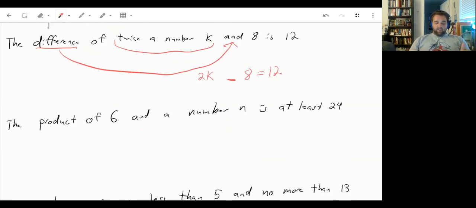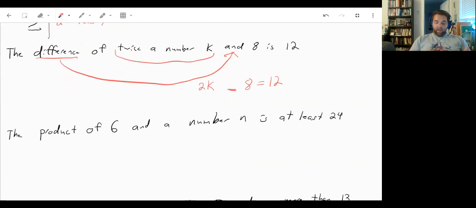Our next option, the product of 6 and a number n, so 6 times n, because product means multiply, and again, and also shows up here telling us where our product sign would go. So they can be right next to each other, or you could put that dot in there. That would also be fine. Is at least. So that means it needs to be at least that much, but it could be more.